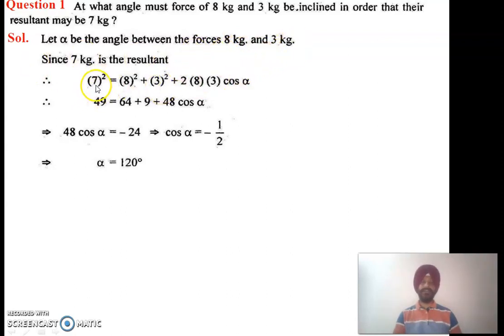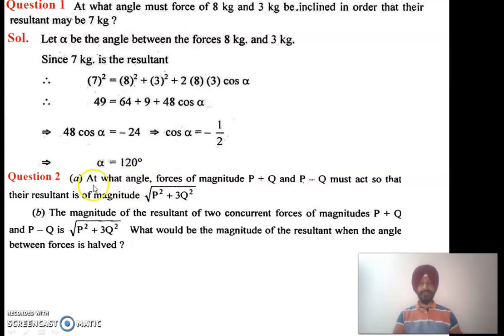So we put in the formula. This is a simple one. 7 square is equal to R square is equal to P square plus Q square plus 2PQ cos alpha, and on simplification we got cos alpha is equal to minus 1 by 2. Cos is negative in the second quadrant, so alpha is equal to 120 degree.